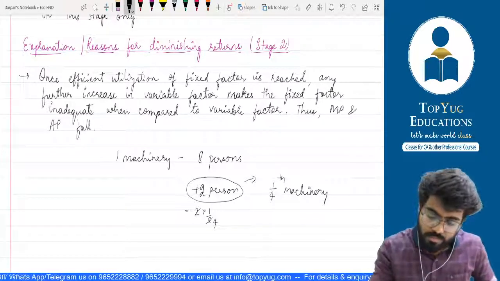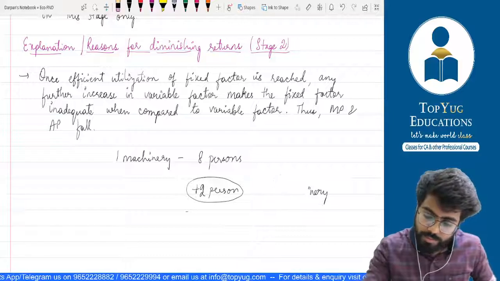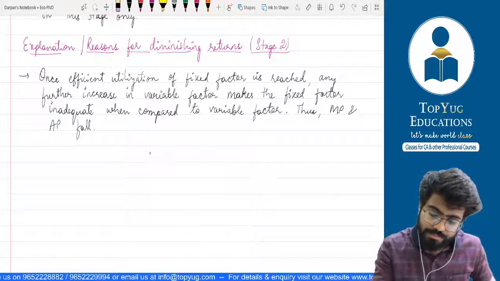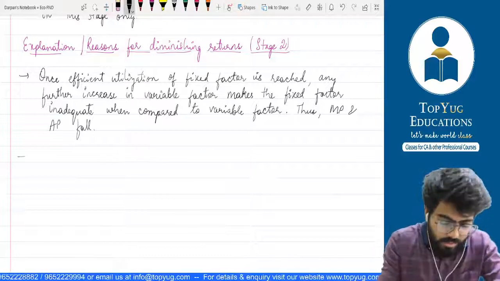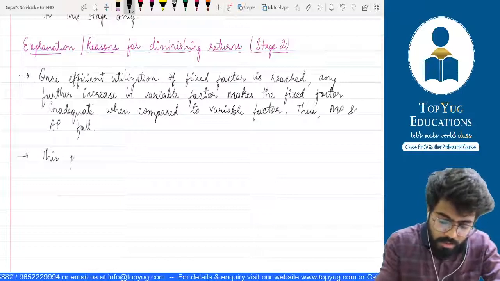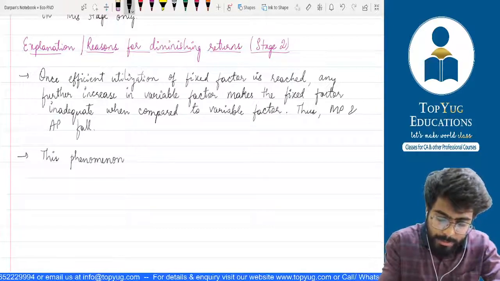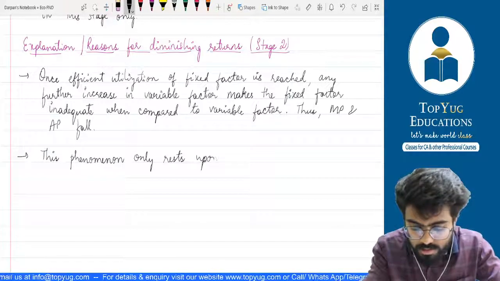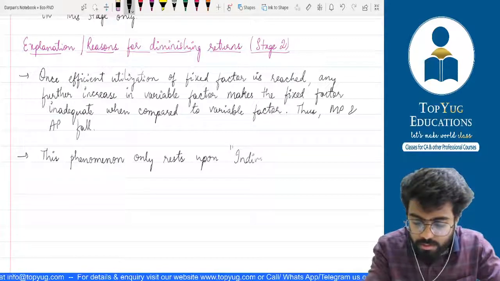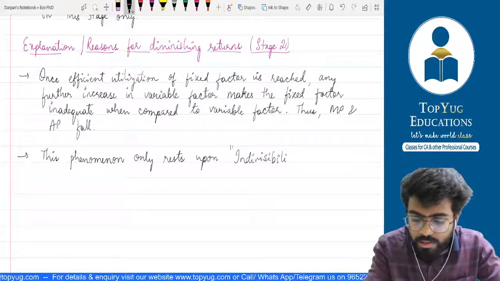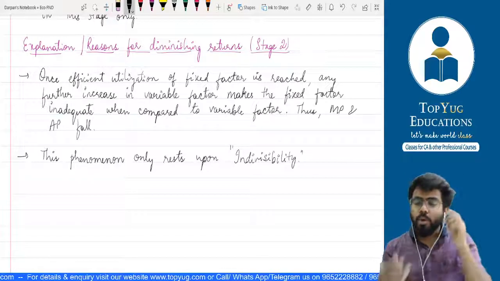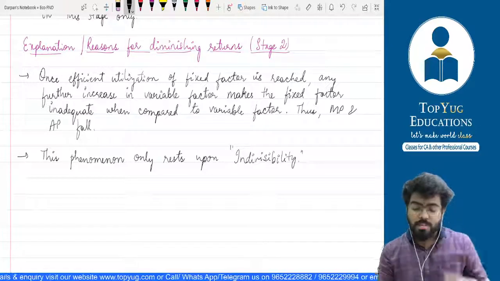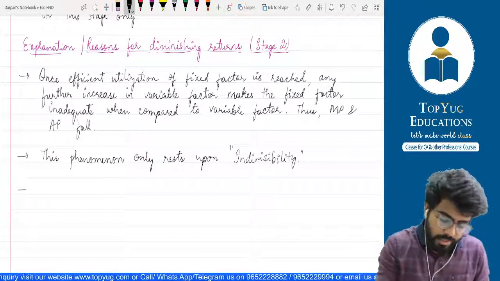So write down. This phenomenon only rests upon indivisibility, that you are not able to divide your fixed factors into smaller parts. Rests upon indivisibility. All right.